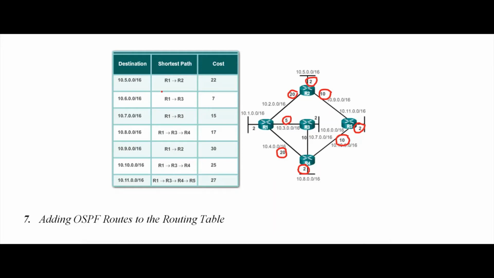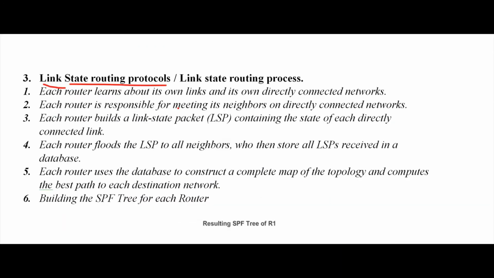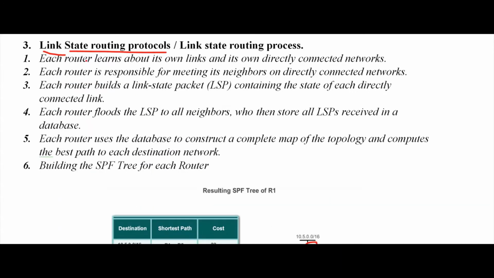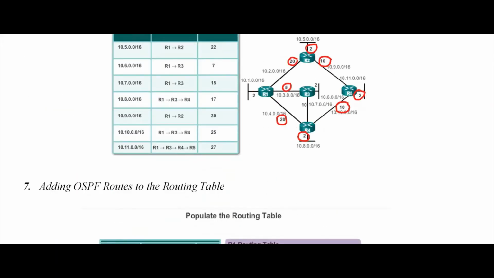Now I'm going for the steps. What is the first step? Each router learns about its own links and its own directly connected networks. This is step number 1. Every router is going to study its own links. For example, take router R1. In R1 there are 3 links available: this is the first link, serial 0/0, this is the next link, also serial 0/0, and this one is FastEthernet 0/0.